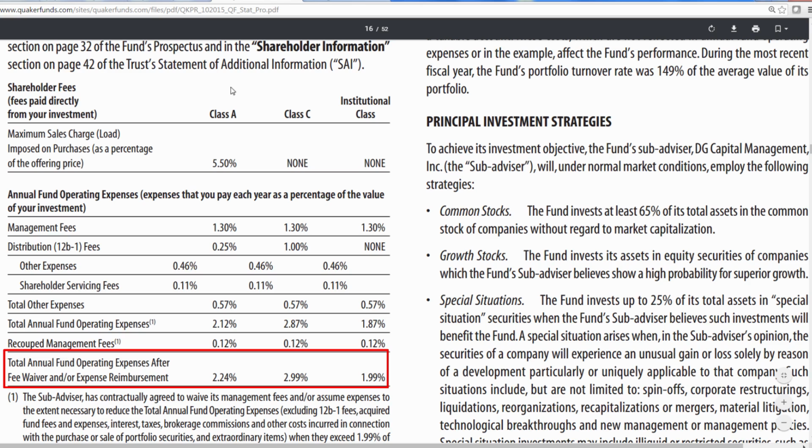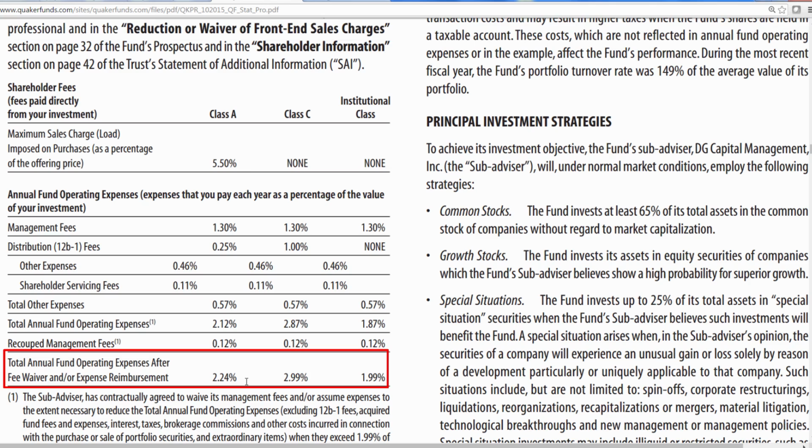So if I bought, you know, I'm just a regular guy investor and I bought a Class A share, I'm going to pay 5.5% just to buy the fund. And then every year, I'm going to get charged 2.2% on my holdings. Compare that to a no-load fund that's zero, and the average expense is about 1% for even actively managed funds and less for index funds.